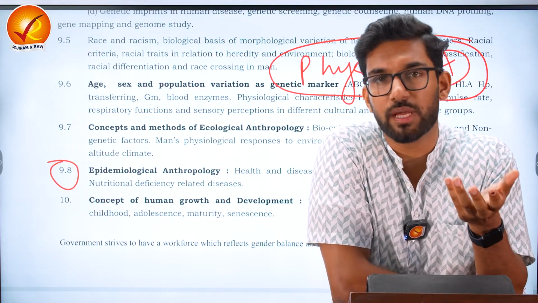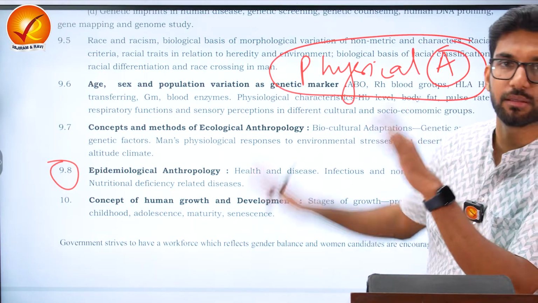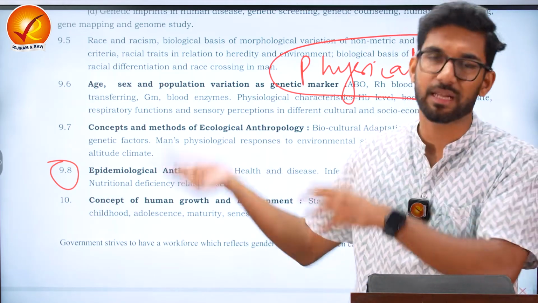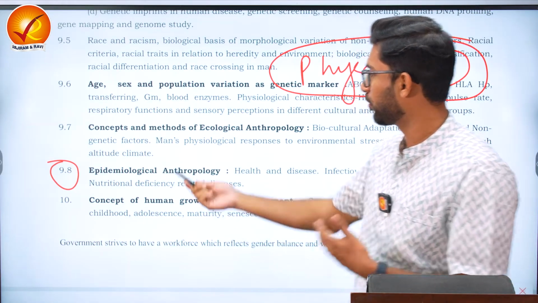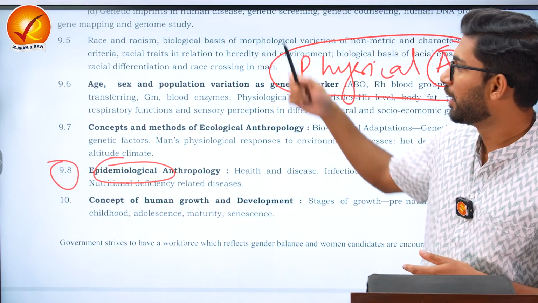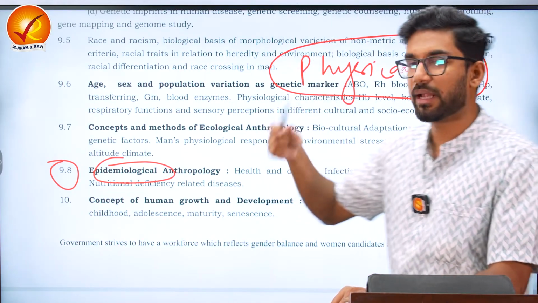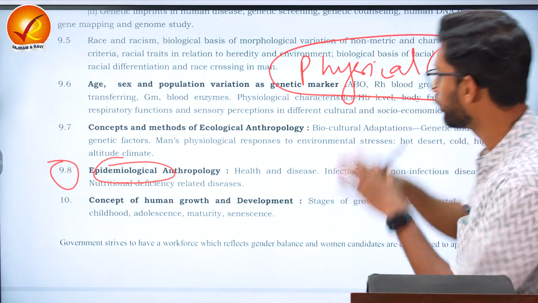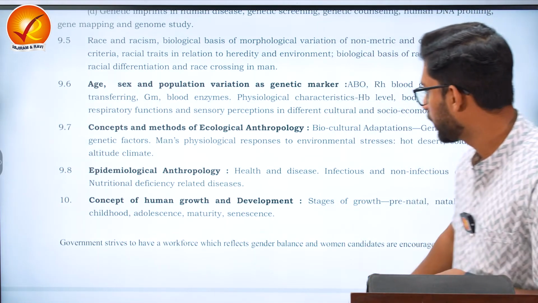A lot of people who take anthro from a medical background are experts in 9.1 to 9.8 because they already have some background in genetics and everything. So 9.1 to 9.8 deals with genetics and diseases. 9.8 deals with diseases. 9.7 deals with ecological anthropology. 9.5 deals with race and racism. 9.1 and others deal with chromosomal aberrations, genetics, and so on and so forth. These are what 9.1 to 9.8 deal with.